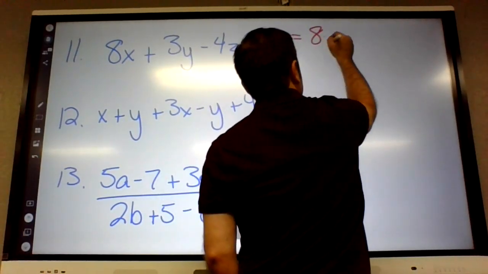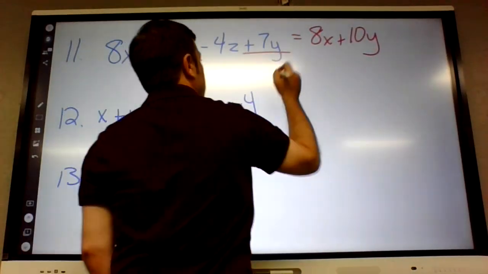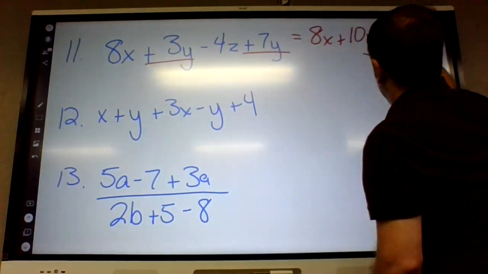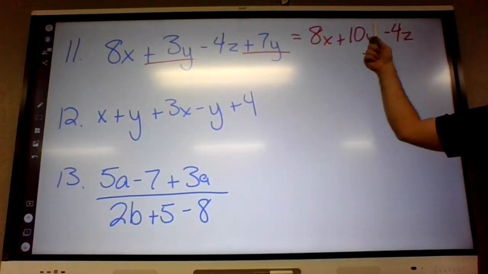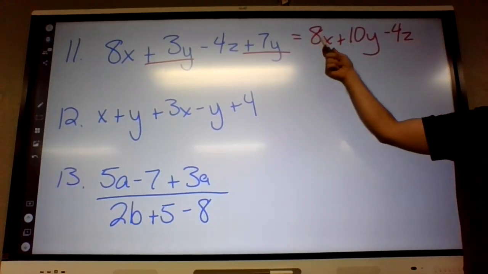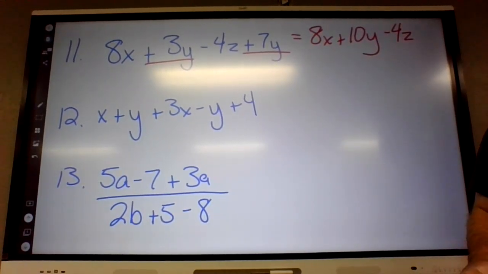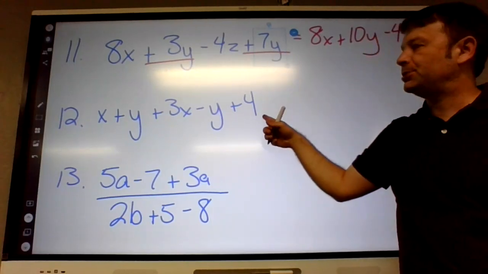Minus 4. Okay, so what he did was put the y's together. Does the order of these terms matter? No. As long as the 4 is negative and the other 2 are positive, it doesn't really matter. So all he did was put those two together.